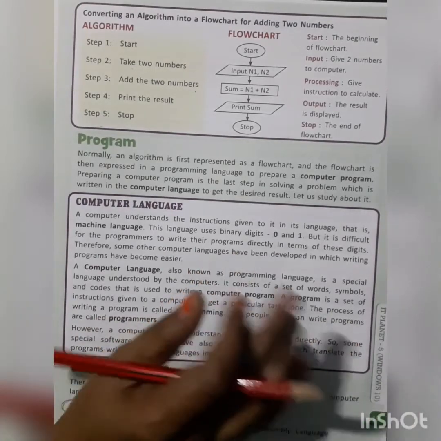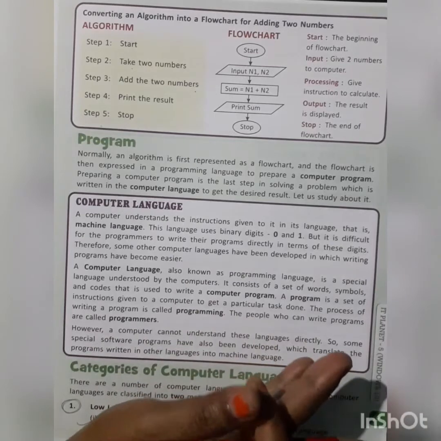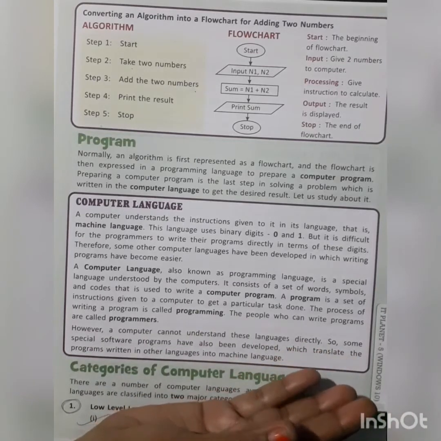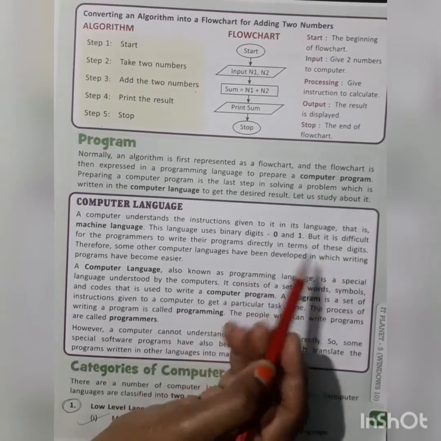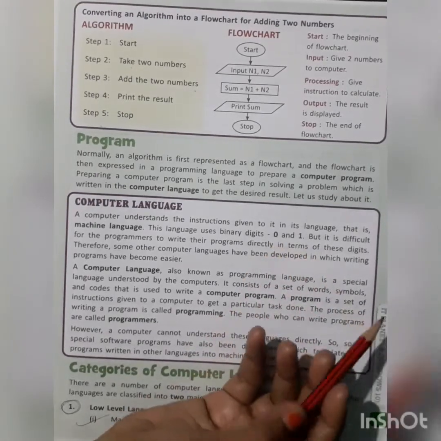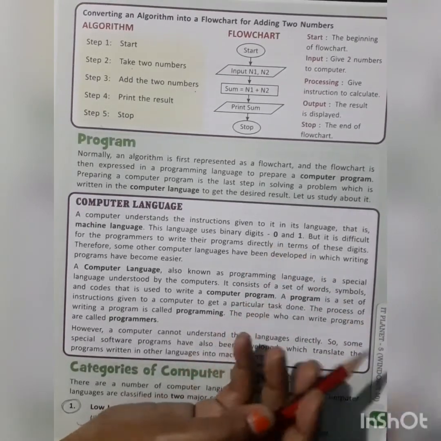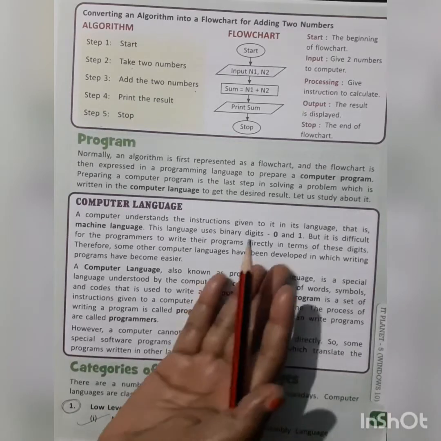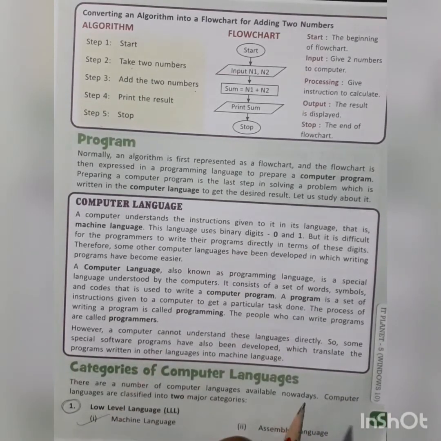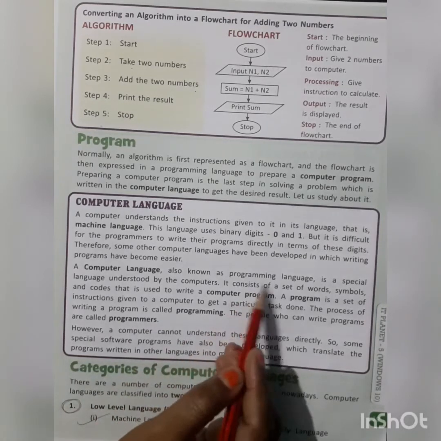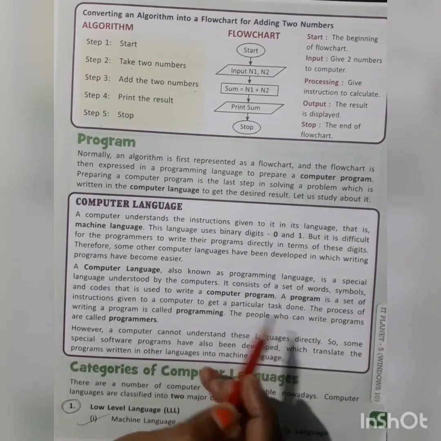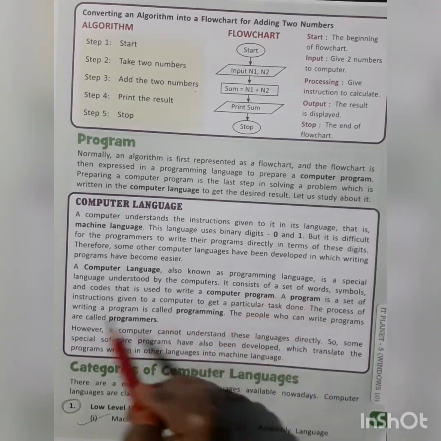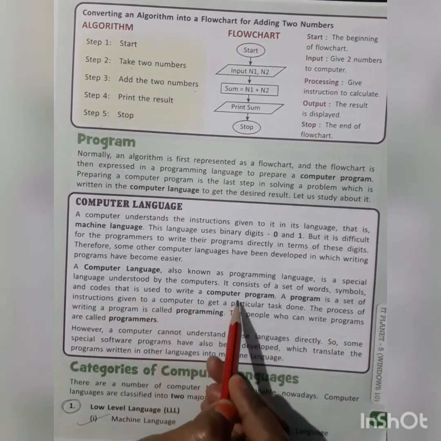As we know, a computer doesn't understand human languages like Hindi, English, Odia, Punjabi, etc. It can only understand binary digits like 0 and 1. But it is difficult for the programmer to write programs directly in terms of these digits. So they also use another language, a computer language known as a programming language, or we can say a special language. It is a set of words, symbols and codes used to write a computer program.